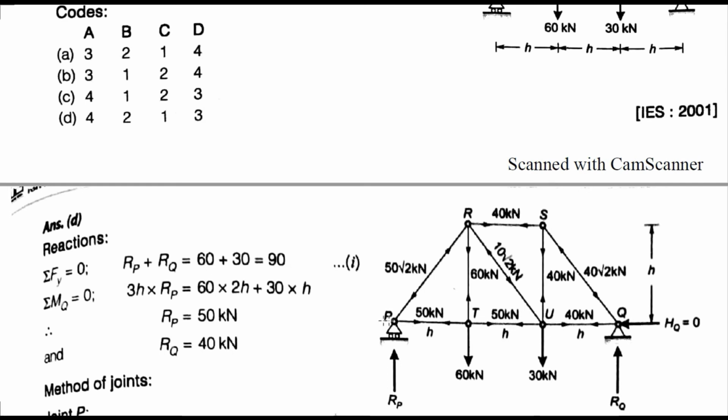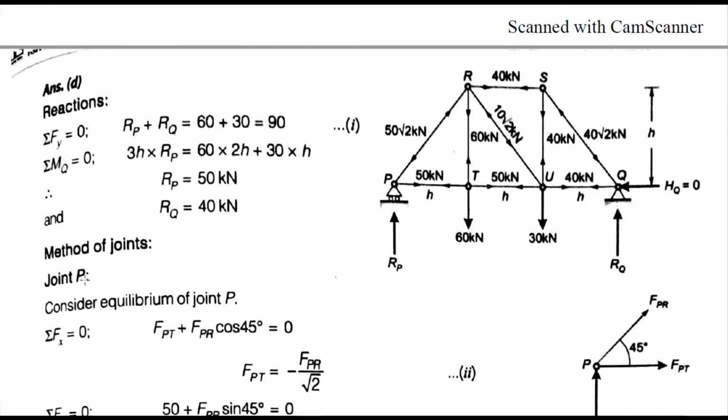And by summation of moment at Q, this is a hinge support, so the summation of all the moments at this support is 0. So by taking moment, that is RP into 3H minus 60 into 2H minus 30 into H. Okay, so this is our equation: RP into 3H minus 60 into 2H minus 30 into H, equal to 0. Now by solving this, RP is equal to 50 kilonewton, and from the first equation, RQ is equal to 40 kilonewton. Now we do our method of joints part.